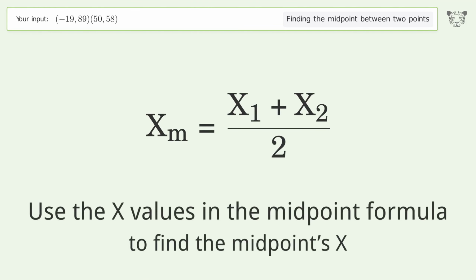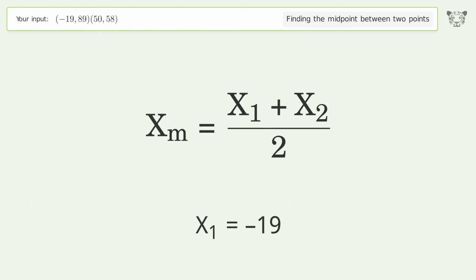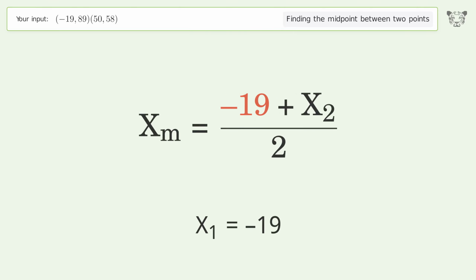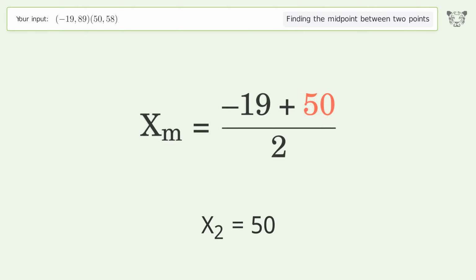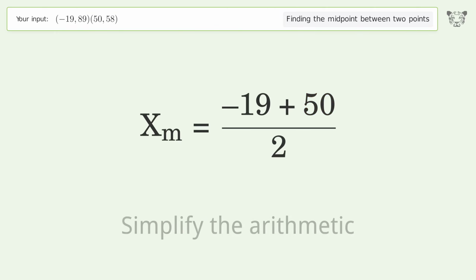Use the x values in the midpoint formula to find the midpoint's x. x1 equals -19. x2 equals 50. Simplify the arithmetic.